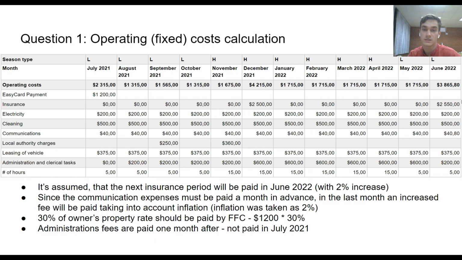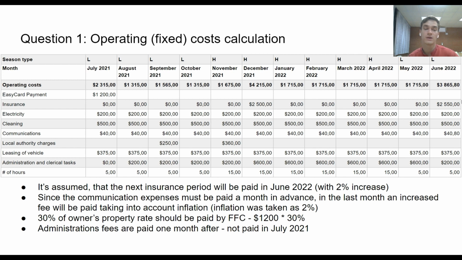As for the fixed costs, which are operating ones, we include different components. The most interesting part is that we assume that the next insurance period will be paid in June 2022. That means that the company will still continue its operation with the 2% inflation increase, which we took from case B, by the way. Since the communication expenses must be paid a month in advance, June 2021 is the sunk cost, $40. At the same time, in June 2022, we pay 2% more because we adjusted for inflation as well.